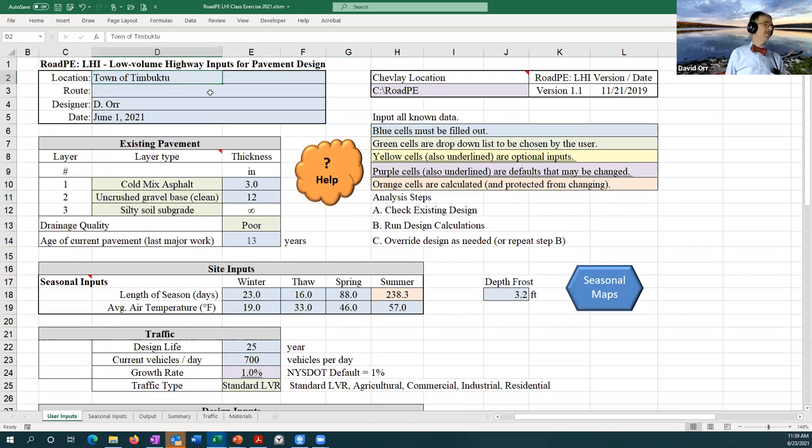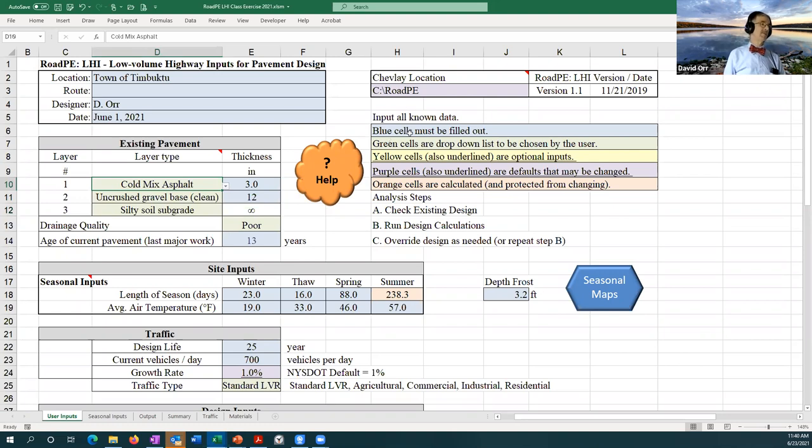You'll put in your information about your location, who did the design, the date. We always recommend, please put the name and the date of the designer so you know who did it and when they did it. You first put in the existing roadway. So you need to know the thickness of the asphalt layer. You need to know whether it's uncrushed or crushed pavement, okay? So these are all things you have to be aware of. You need to know what kind of subgrade soil. And in this case, all you have to do is pick a drop-down list that pops right up. You don't have to remember these things. They pop right up for you.